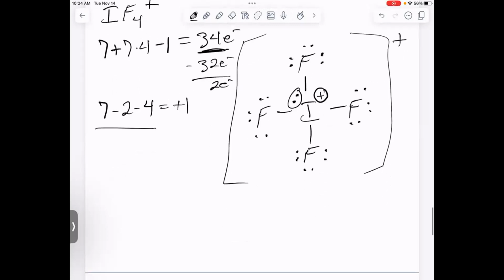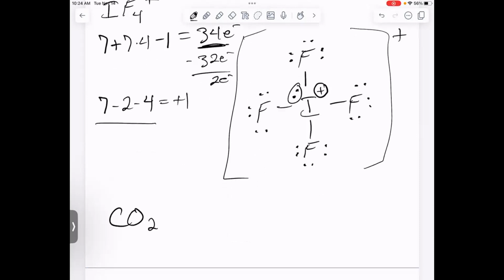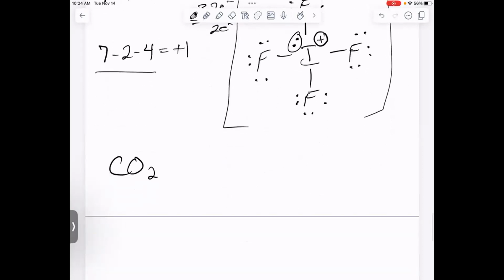All right, let's take a look at CO2. So a little bit smaller elements involved this time. So CO2, just doing our normal steps.